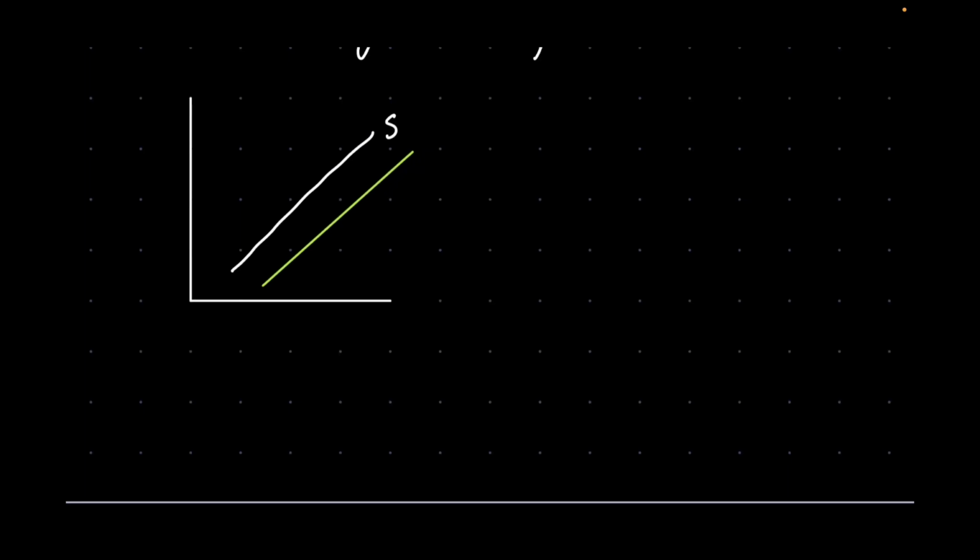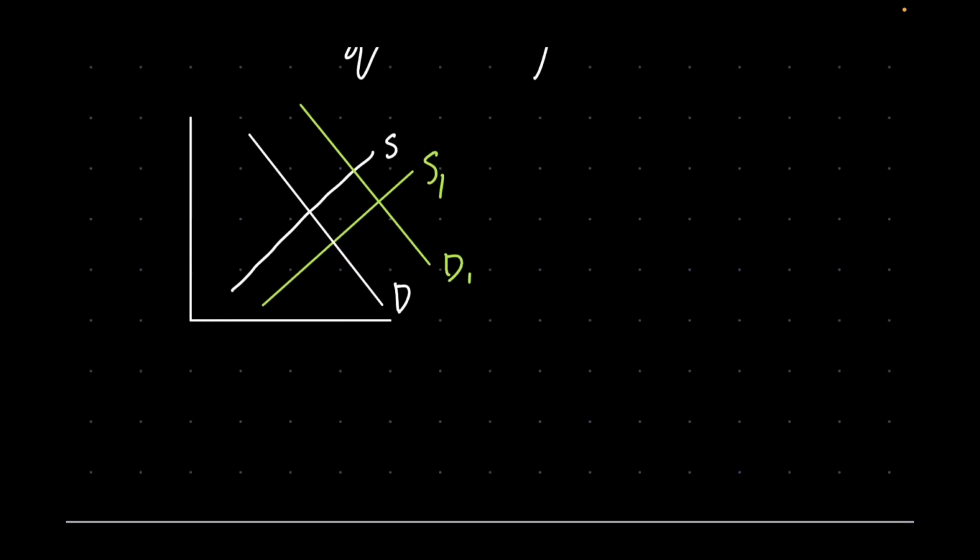Now let's look at two other examples. Let's look at an example where both demand and supply increase. So you have S and you have S1 with a positive supply, with an increasing supply, and then you have D and you have D1 where demand also increases.